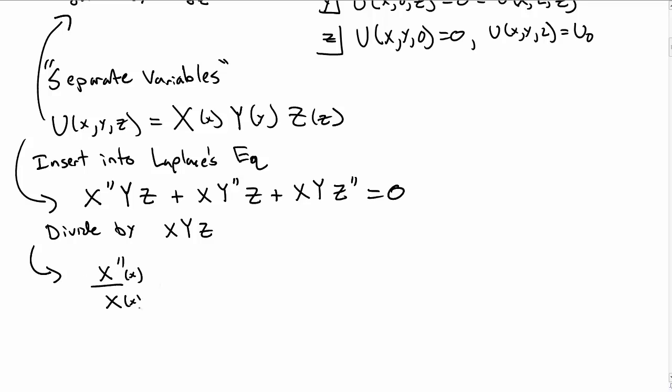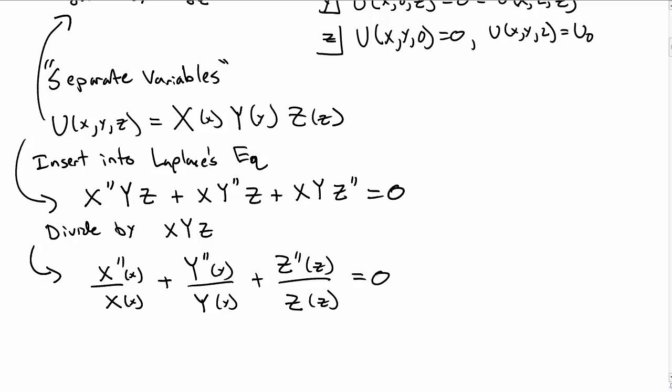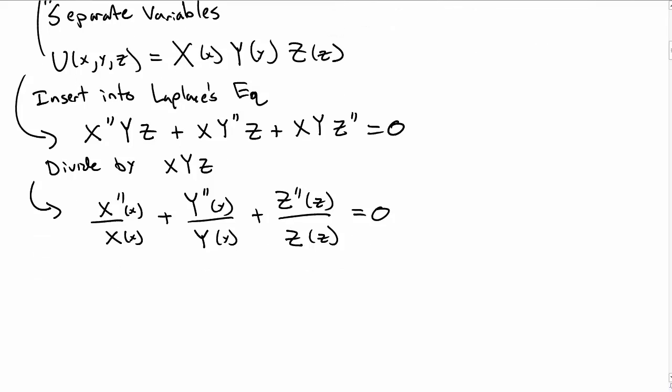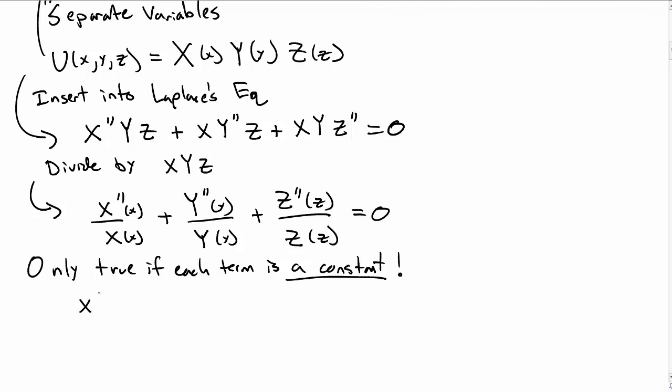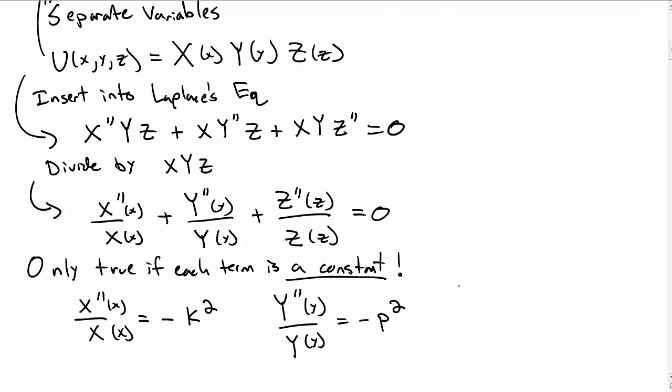And so then you get this familiar looking expression where you have X double prime over X, plus the same thing for Y and the same thing for Z. And so this is a function of x plus a function of y plus a function of z. And the only way that this can be true is if each individual term is a constant. That means, for instance, X double prime over X, which we said was a function of x, actually has to be a constant. We'll write it as minus k squared. For y, you have a similar thing, except the constant here we'll write as minus p squared.